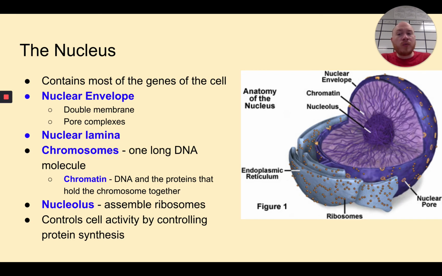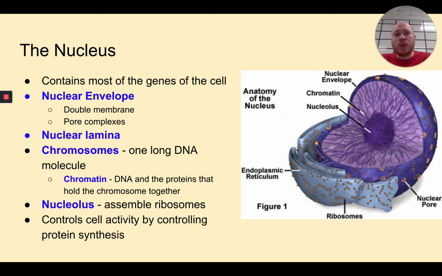The chromosomes are just one long DNA molecule, and depending on what type of organism you are, you might have a lot of chromosomes or you might only have a few. Chromatin is the DNA and the proteins that hold the chromosome together. So the chromosomes are the actual DNA. Chromatin is DNA and the proteins that hold it together into a structure. And there's a whole bunch of information that goes with that we're not going to get into in this unit. We'll talk more about it when we talk about DNA as a molecule and a means of getting information.